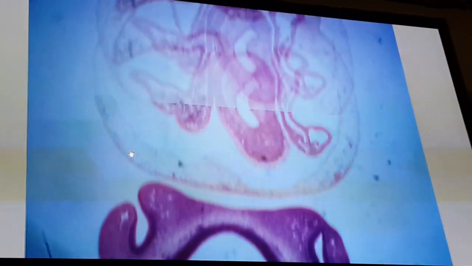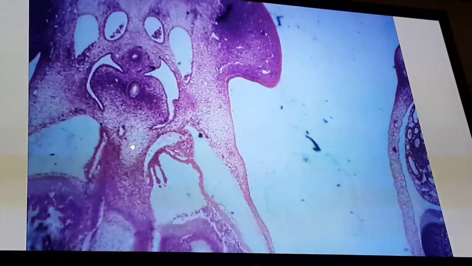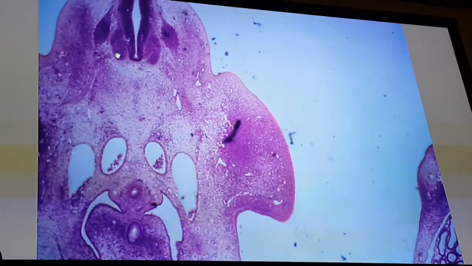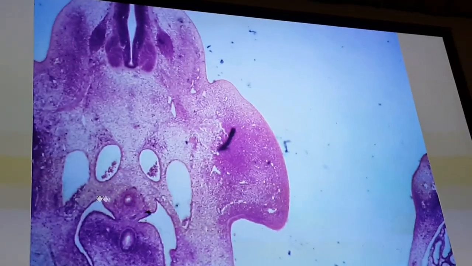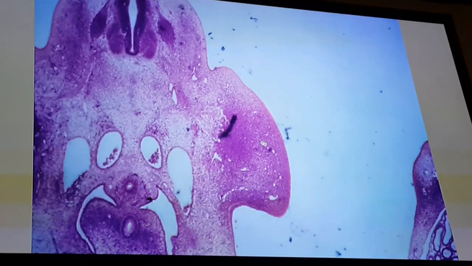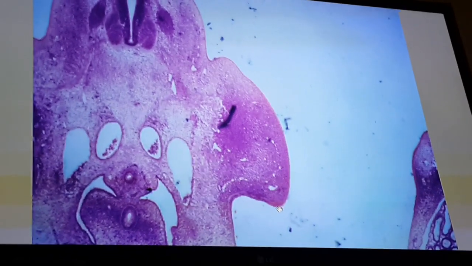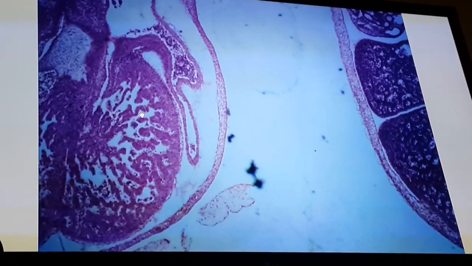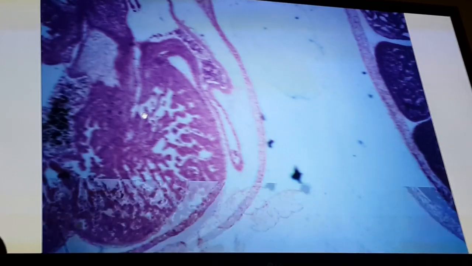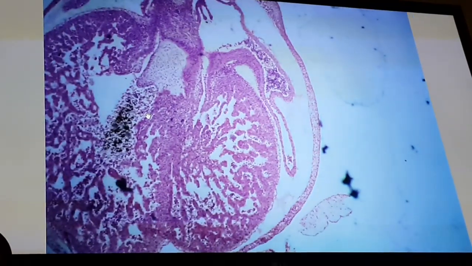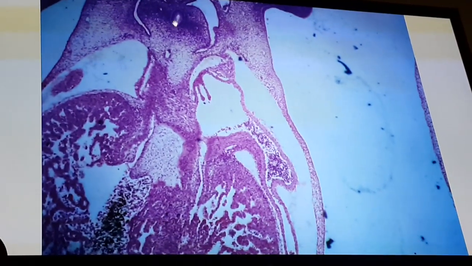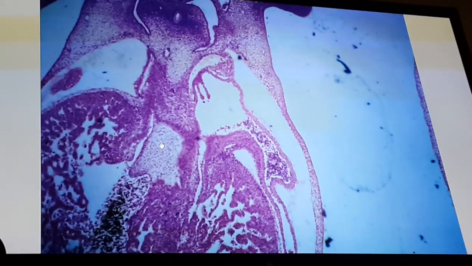More caudal section. Same structure. Neural tube, notochord, dorsal aorta, cardinal veins, esophagus. This is a limb bud. Just look to the apical ectodermal ridge. And this is the heart. Ventral to the trachea is the heart.